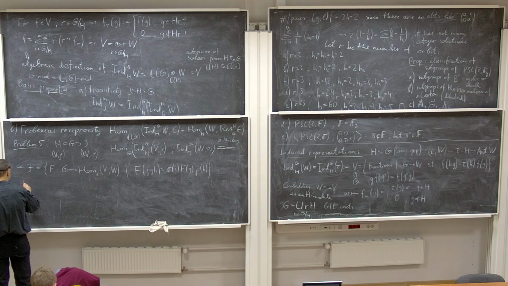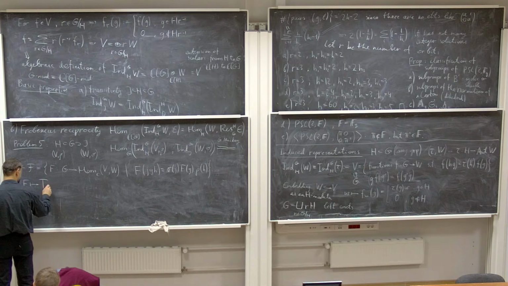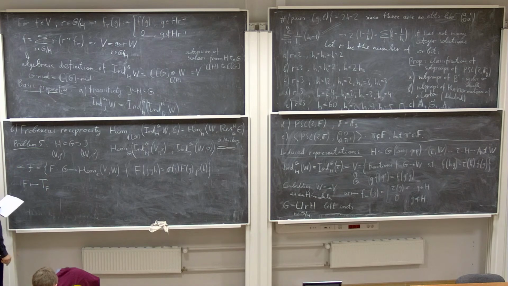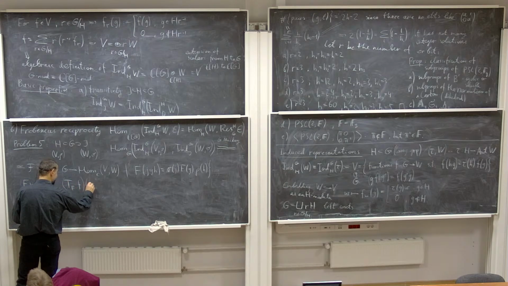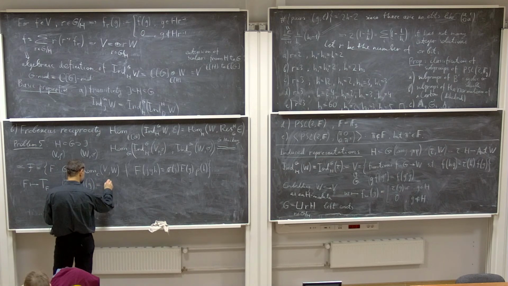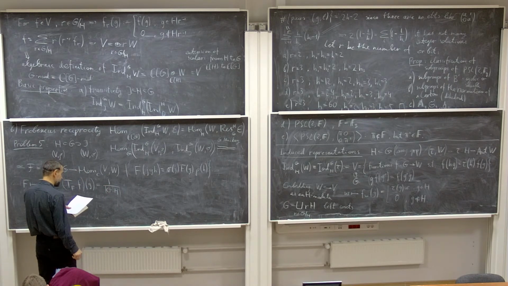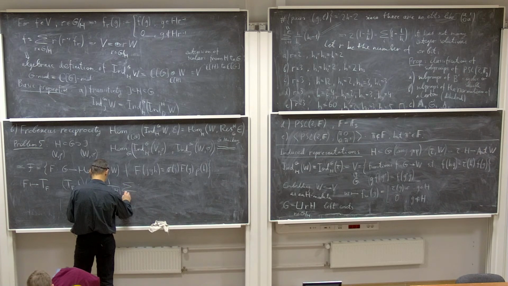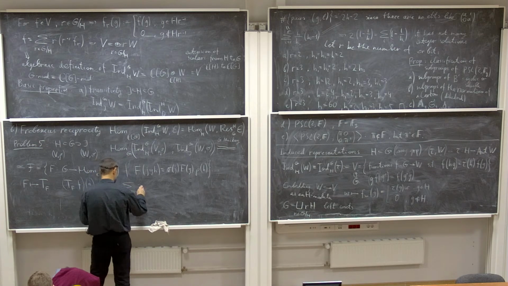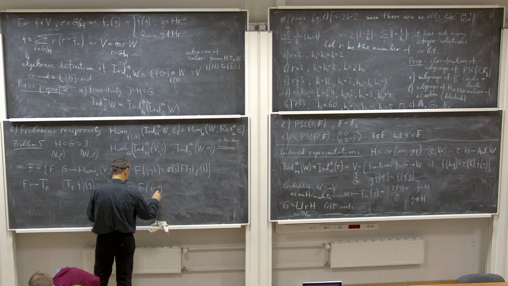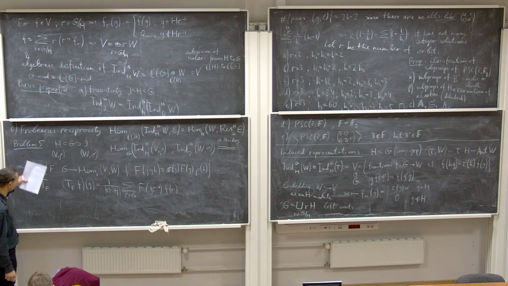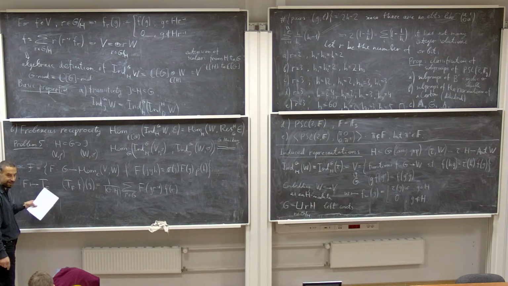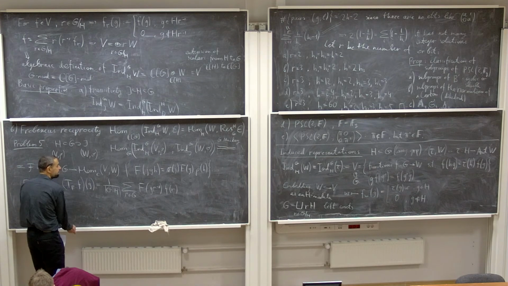So you send F to a certain intertwining operator T sub F, and this T sub F acting on a function F evaluated at G is 1 over the index of H, the sum over all elements, F of G R inverse, F of R. So your problem number 5 is to check that this makes sense and that it does give you an isomorphism.